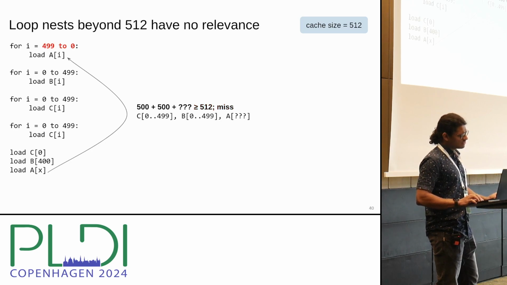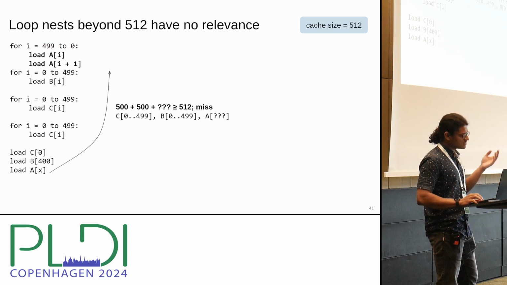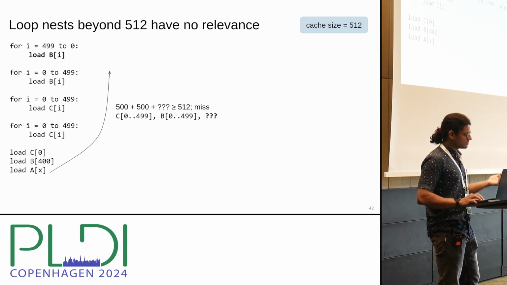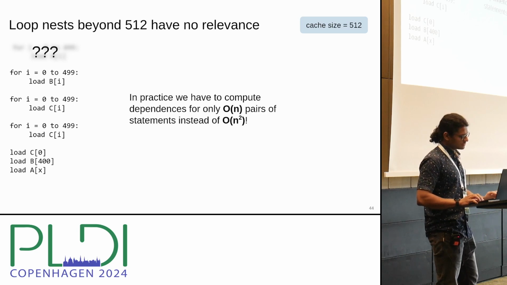So even if I change the first loop nest at the top to be in reverse, or add some other statement, or whatever you do, it doesn't matter. It's always going to be a miss. So we don't even need to look at that loop nest.